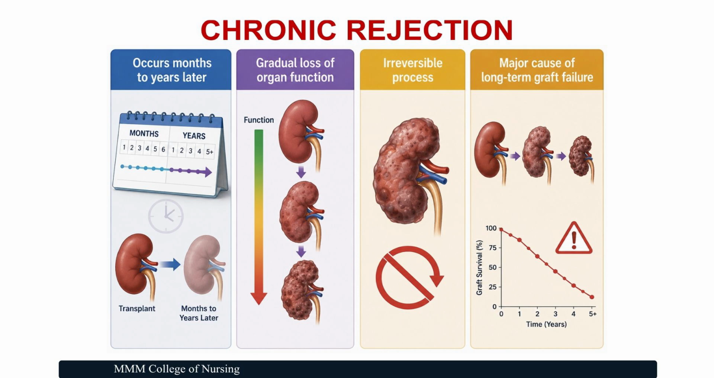It is chronic rejection, which develops slowly over months to years. Unlike acute rejection, this is a gradual progressive process involving fibrosis and scarring of the graft tissue. It is a leading cause of long-term graft failure, and unfortunately it responds poorly to treatment once it sets in. This is why long-term follow-up and medication adherence are so important. We are trying to prevent the slow decline in organ function.